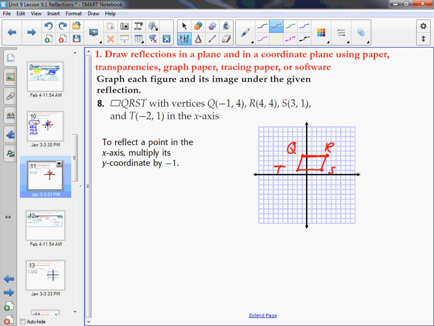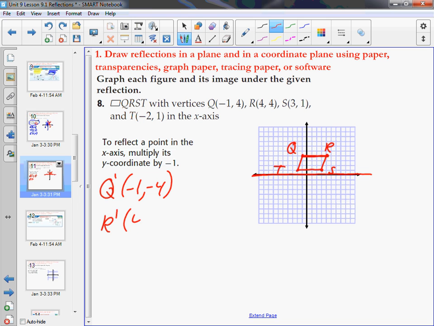So, could we do this by counting spaces? Yes, we could. Okay? But there's our line of reflection. Our rule says multiply the y-coordinate by negative 1. So for Q prime, leave the x-coordinate alone, multiply 4 times negative 1 and get negative 4.